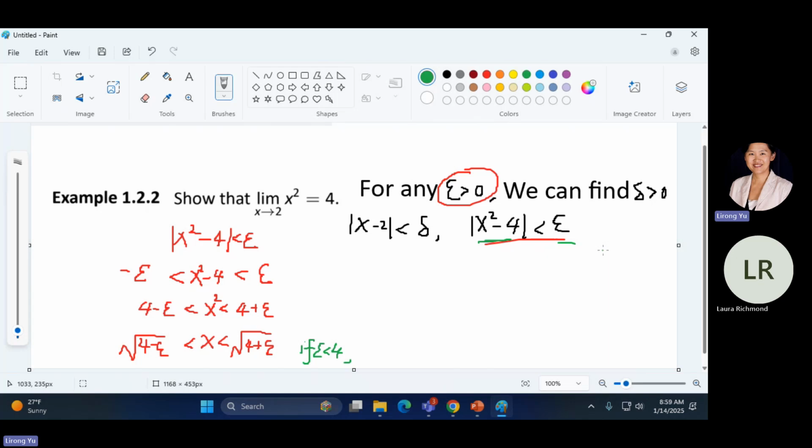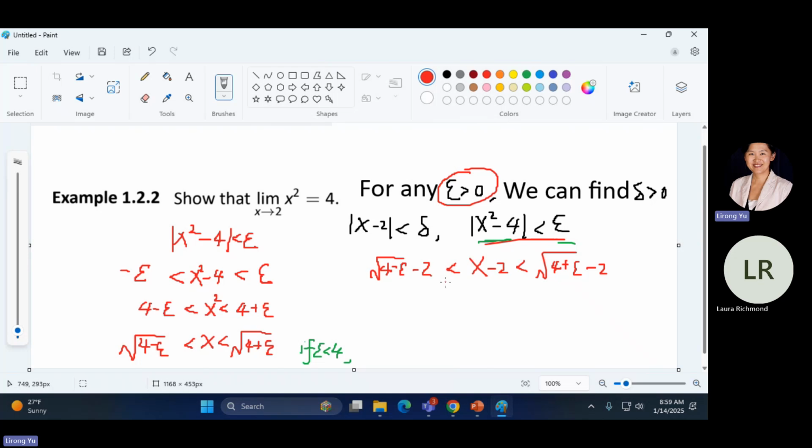And remember, our ultimate goal is to find the boundary for x minus 2. So now what we're going to do is subtract 2 from all three parts. So we're going to have the middle one minus 2, and we'll have x minus 2 less than root of 4 plus epsilon minus 2, and bigger than root of 4 minus epsilon minus 2. So now we are finding the boundary for x minus 2.